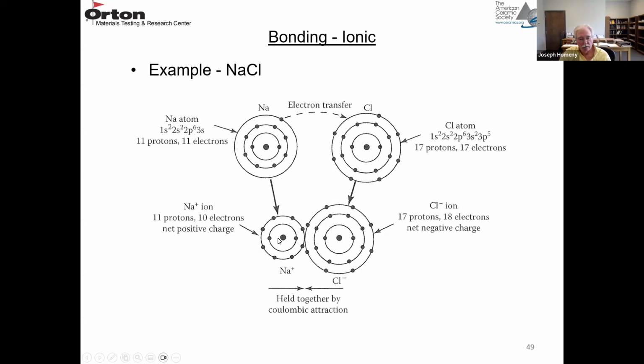So this ion is positive, this is negative. They are held together by Coulombic attraction. So the plus and negative charge ions attract each other. So that's a good example of ionic bonding.